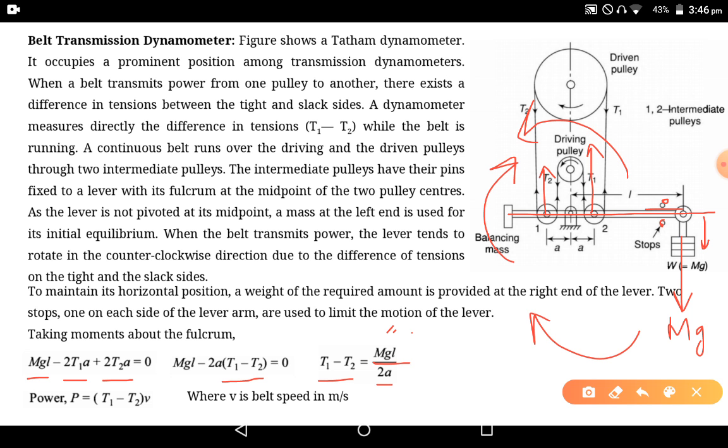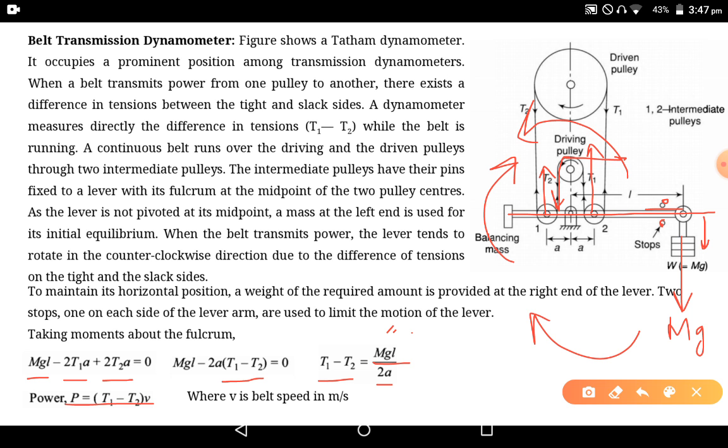The power being transmitted can now be written as torque multiplied by the velocity. So power being transmitted is (T1 minus T2) multiplied by the linear velocity, the velocity of the rope. On this pulley, the rope or belt is wrapped just on the periphery. The speed at which this belt rotates will give you the linear velocity of the peripheral point. So that will be P equals (T1 minus T2) times V.